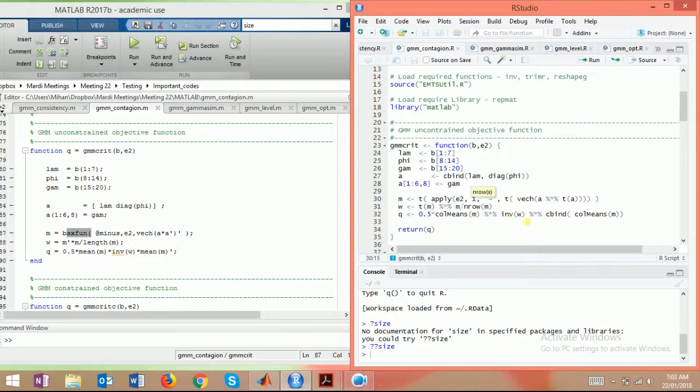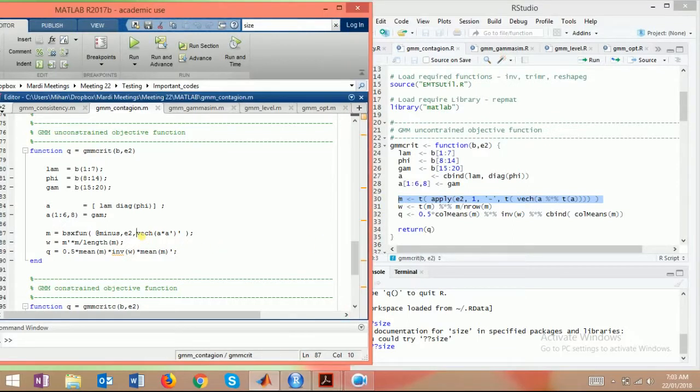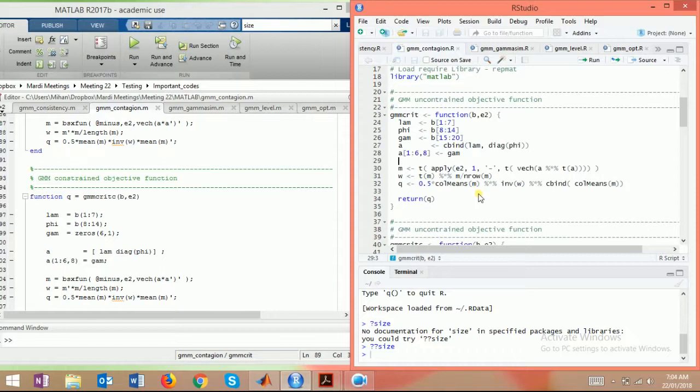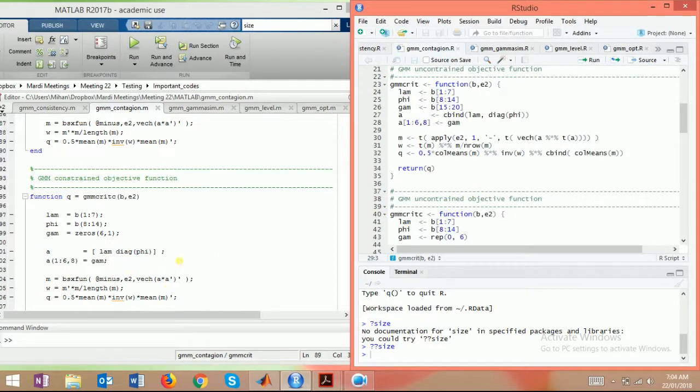Apply E2 1 minus transpose of back. It's not necessary; we could have done it the way we did with the previous problem, just taking the matrix inside the bracket. You just put everything as a vector, so E2 as vector minus as vector this whole thing, that's all. Then omega we know, and the function is also known to us, column means, and the last one is column bind, column means. Fine, return Q.